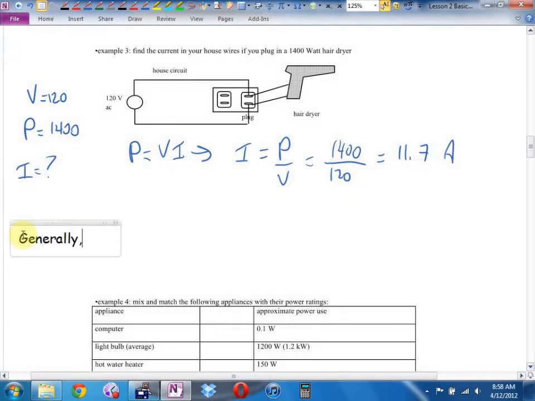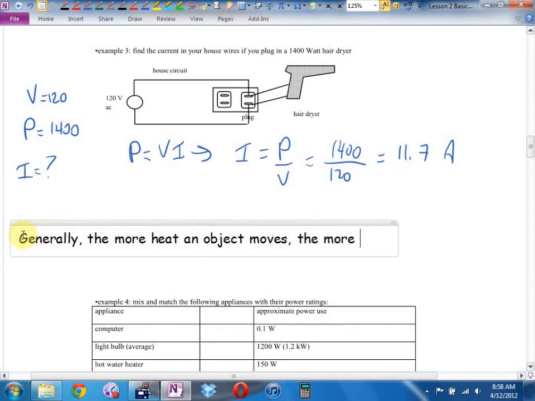Generally, the more heat an object moves, the more power it requires. The more heat that an object moves around, the more power it requires, because we said that this is all showing up as heat in the resistor. I need to write that down. There's a reason for that. Let's presume I don't just put things on here for no reason.